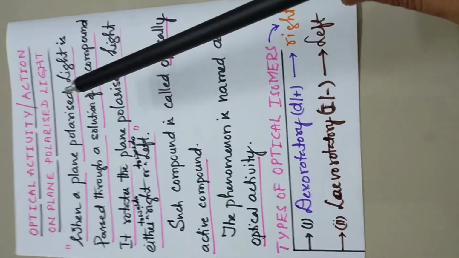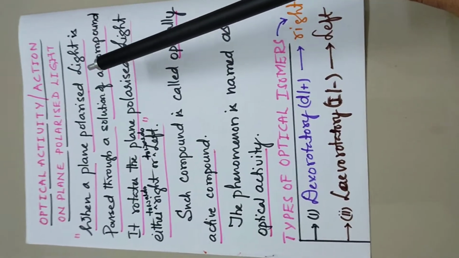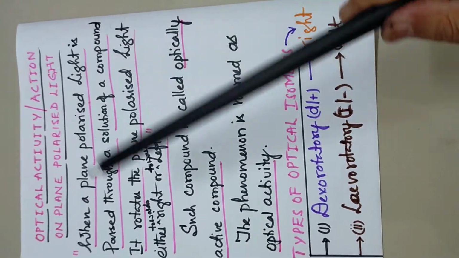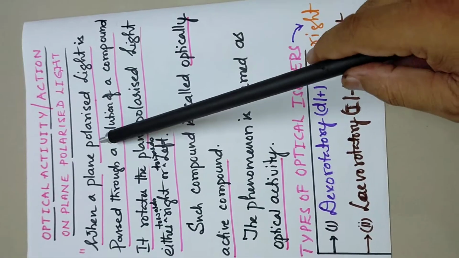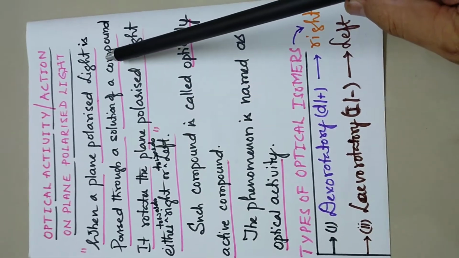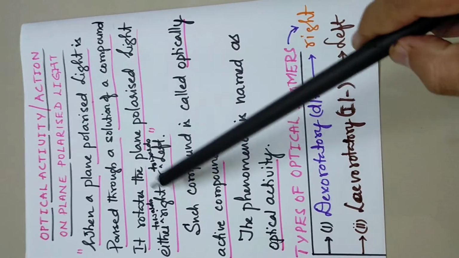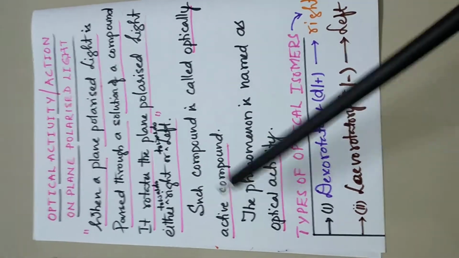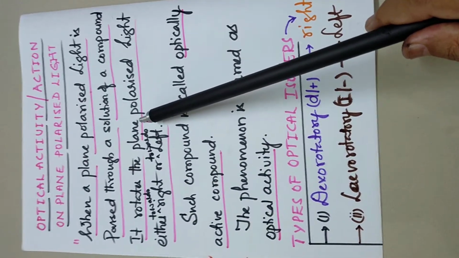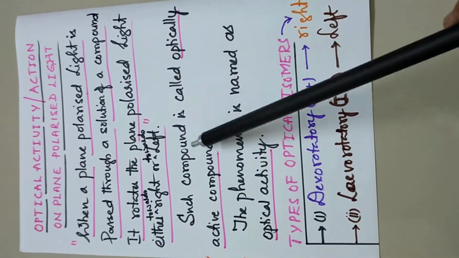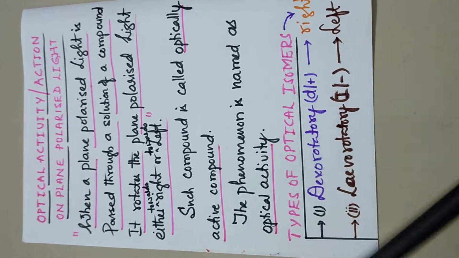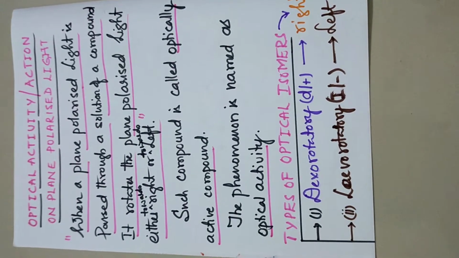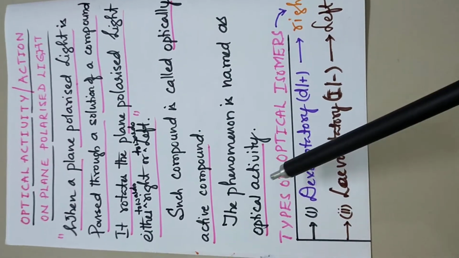So very clear: take any compound and pass plane polarized light to the compound, then it changes the direction, either the positive side or the negative side, either the right or the left. Such a compound is called an optically active compound. The phenomenon is called optical activity. Again we got optical isomerism and optical activity. Here is the same thing.